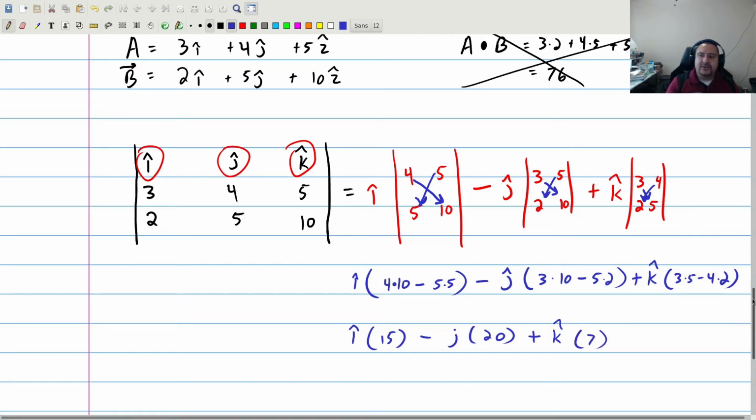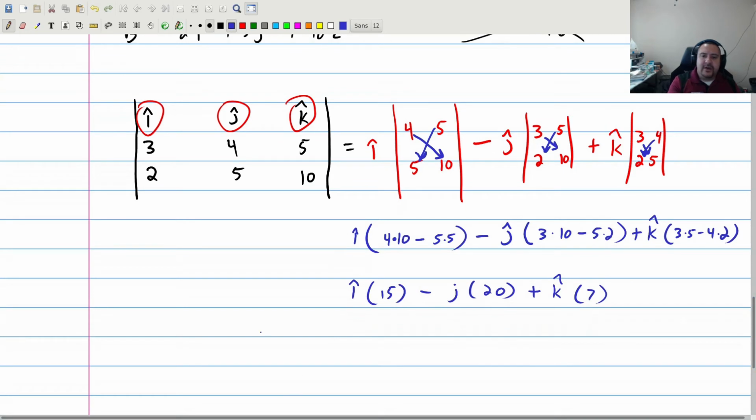So if we were to write this, we would write A cross product B is equal to, I'm just going to rearrange this because usually the hats go on the end, 15 i hat, minus 20 j hat plus 7 k hat. And that is how you do a cross product in Cartesian form.